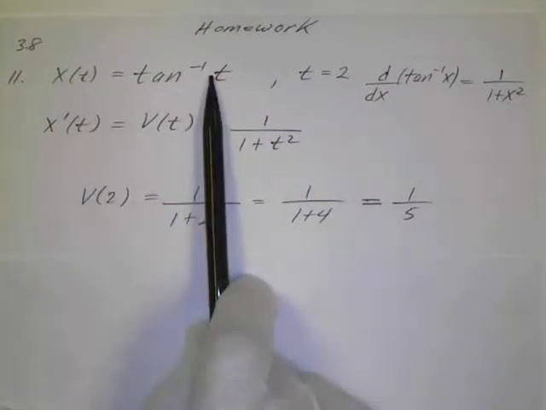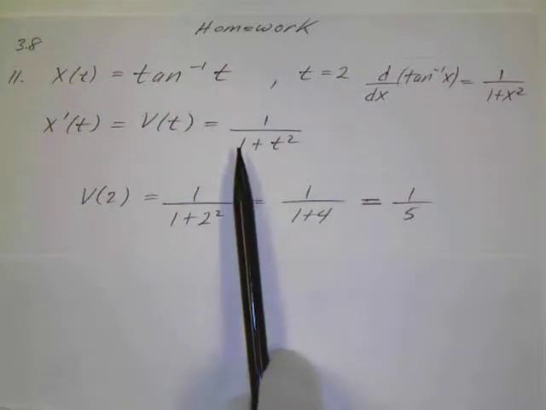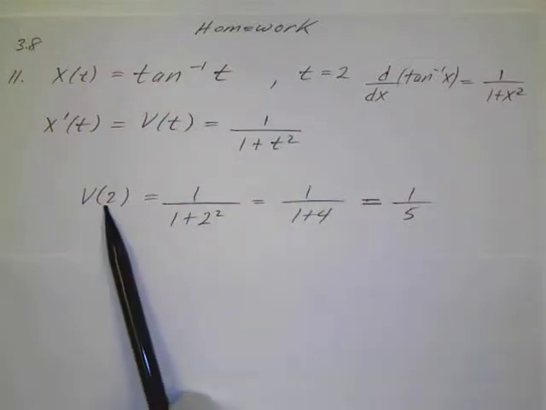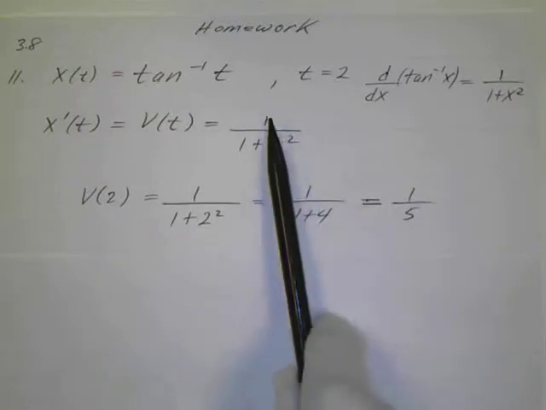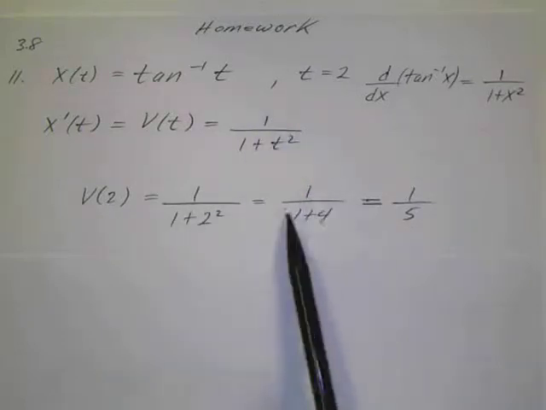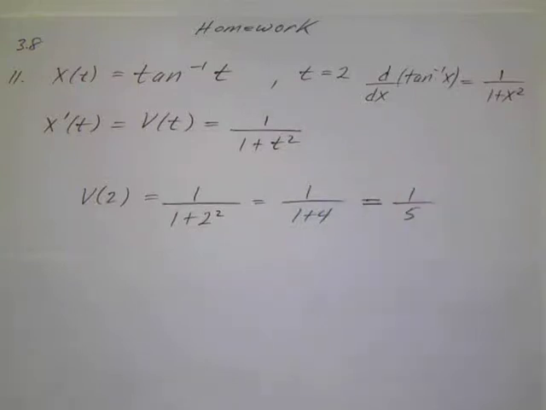And what's the derivative of this position function? 1 over 1 plus t squared. And we want to evaluate that when t is 2. So it's just going to be 1 over 1 plus 2 squared. 2 squared is 4. 1 plus 4 is 5, so it was just 1/5. So that was pretty straightforward.